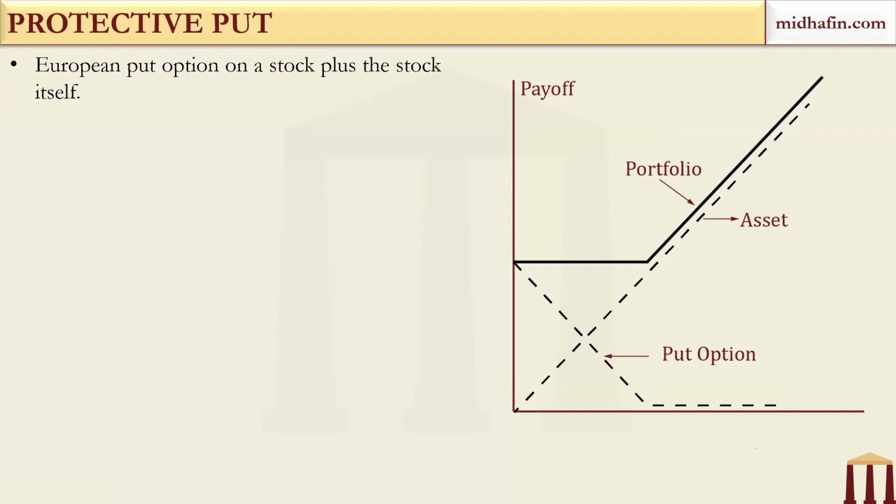So these strategies, protective put and covered call, are built by manipulating the put call parity. And that's why when I was explaining the put call parity, I mentioned that put call parity is nothing but equality of two portfolios, portfolio A and portfolio B.